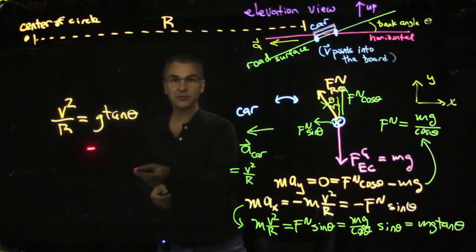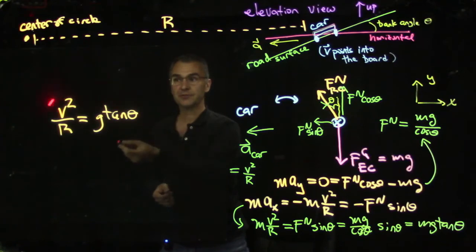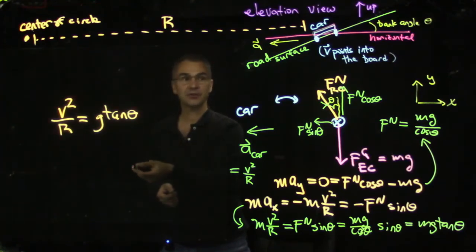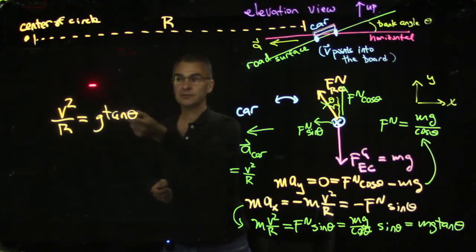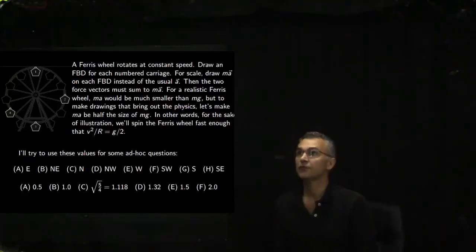So that's a pretty interesting result, and if you need to use it on a problem, you should work it out for yourself instead of just taking my word for it, and you should start by drawing your own diagram. But it seems like the bank angle for a perfectly banked road is such that v squared over r equals g tan theta.